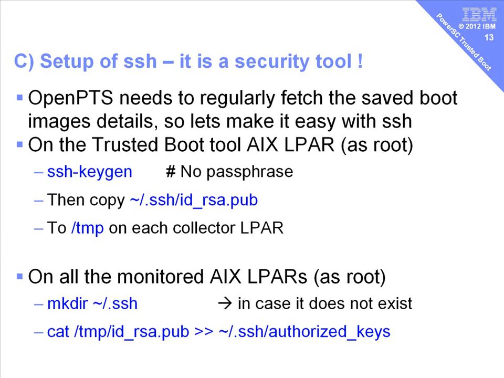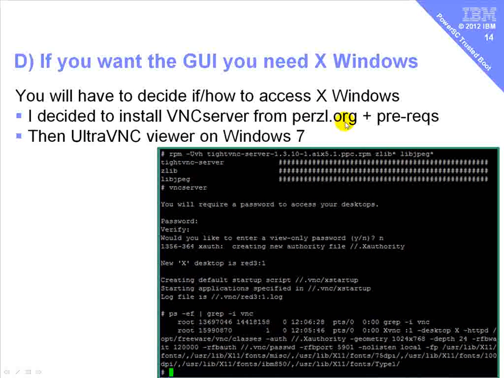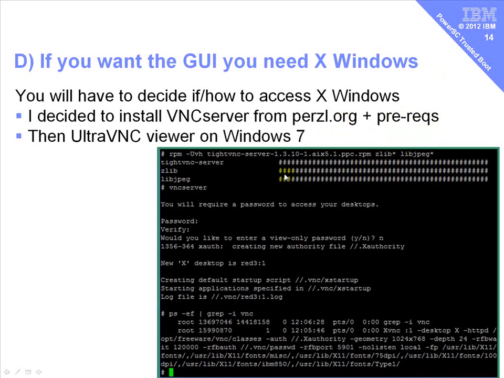Now if you want to use the X Windows tools for the graphical user tools, then you're going to have to make up your own mind. This is just what I do on my machines in my computer room. We use VNC to give us access to X Windows. I get that from the perzl.org website, as a friend of mine runs that, and there's a couple of prerequisites. In here I'm using the RPM on AIX to install the tightVNC. It also needs two libraries, zlib and libjpeg. It's installing those for us here.